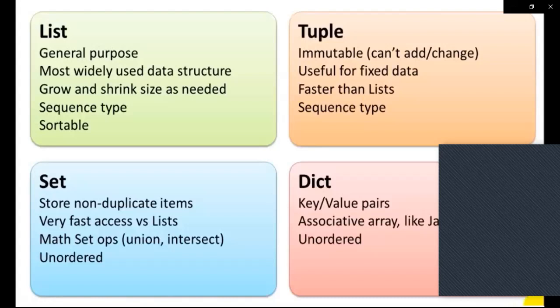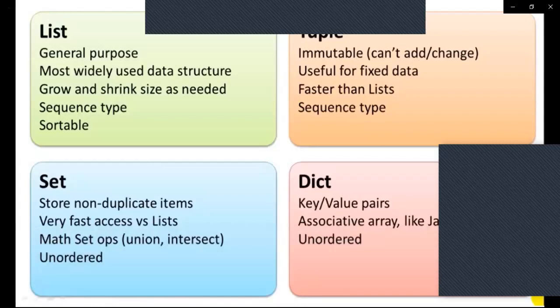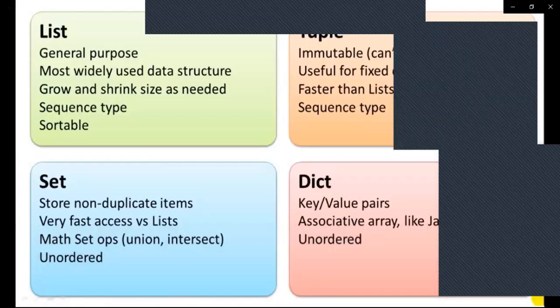Dictionaries contain key-value pairs. It's like an associative array, similar to a Java hash map. And both sets and dictionaries are unordered, which means they're not sortable and they're in random order. And one amazing thing about these data structures in Python is that they can hold any data type. So they could hold integers, floating point values, strings, or other object types, and even other lists, tuples, sets, and dictionaries. And the data types don't have to be homogeneous. So you can mix and match data types within a single list, or within a set, or within a dictionary.